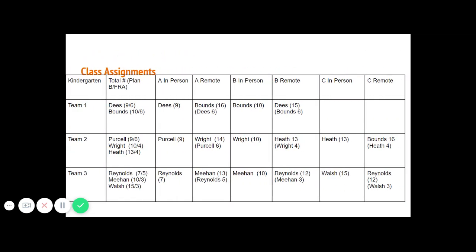So the class assignments worked across a grade much like this. This is a kindergarten example. So you can see that Ms. Dees had 9 in-person students and 6 full remote academy students. Ms. Bounds had 10 in-person students and 6 full remote academy students.